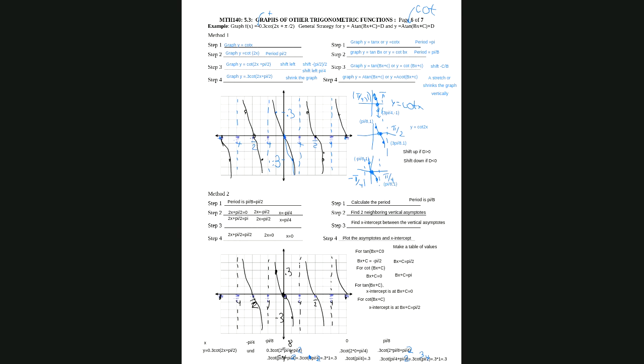And so that's going to give me 0.3 times negative 1, which is going to be negative 0.3. Let me try that again. 0.3 times negative 1 is negative 0.3.